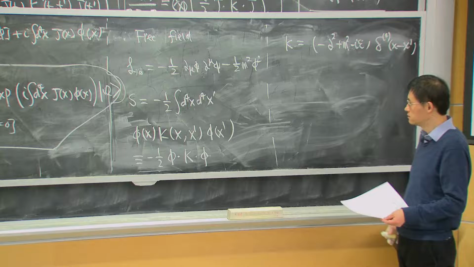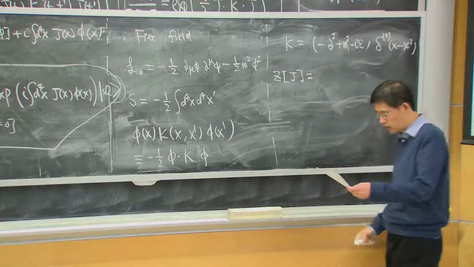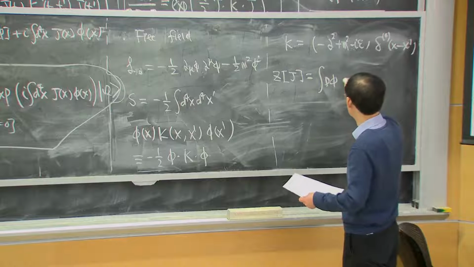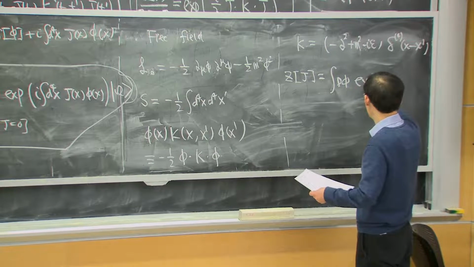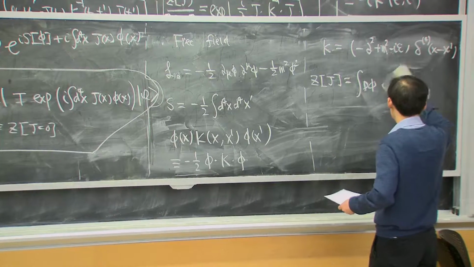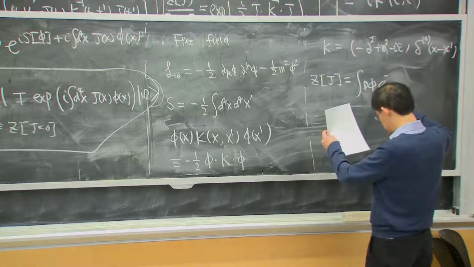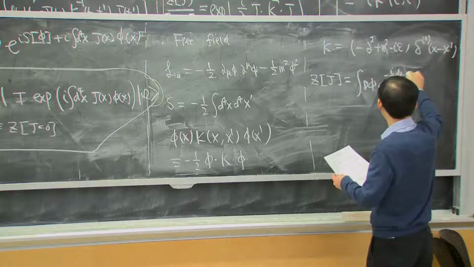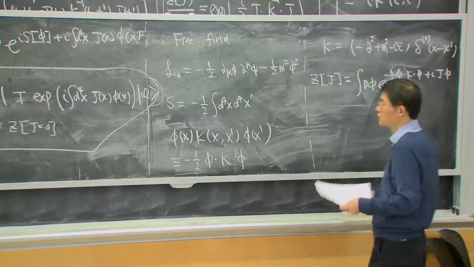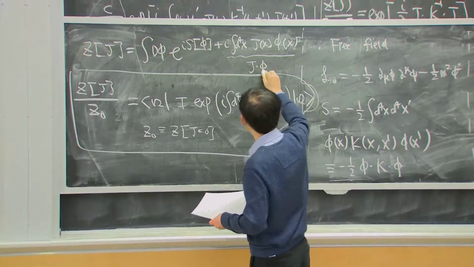And now this Z_J is just given by the integral d phi of the exponential, again just a Gaussian integral, of i over 2 phi dot K dot phi, plus iJ dot phi. We can again write this in the simplified notation as iJ dot phi.